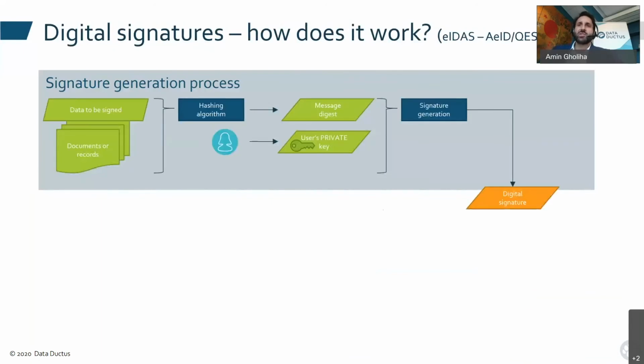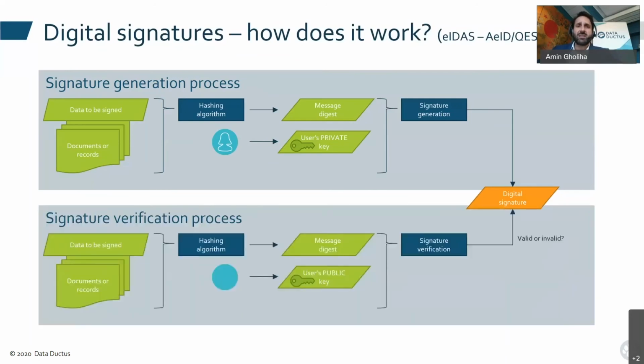How does an electronic signature work? This is related to eIDAS for the European Union and advanced electronic signatures. You have a lot of data that needs to be cryptographically signed, and you use some hashing algorithms and the user's private key to create a signature. And this signature is then cryptographically safe. When you verify it, you do the same thing with the data, and you use the user's public key, and you can verify that this person actually approved or did not approve this.